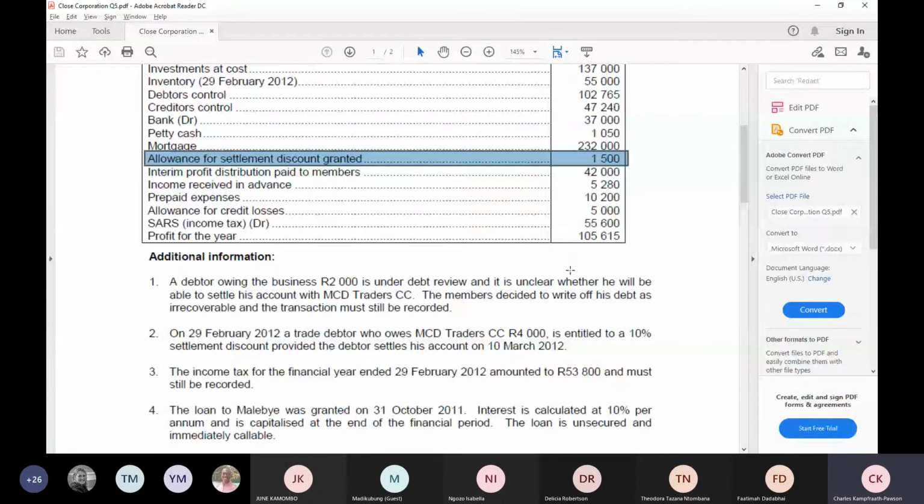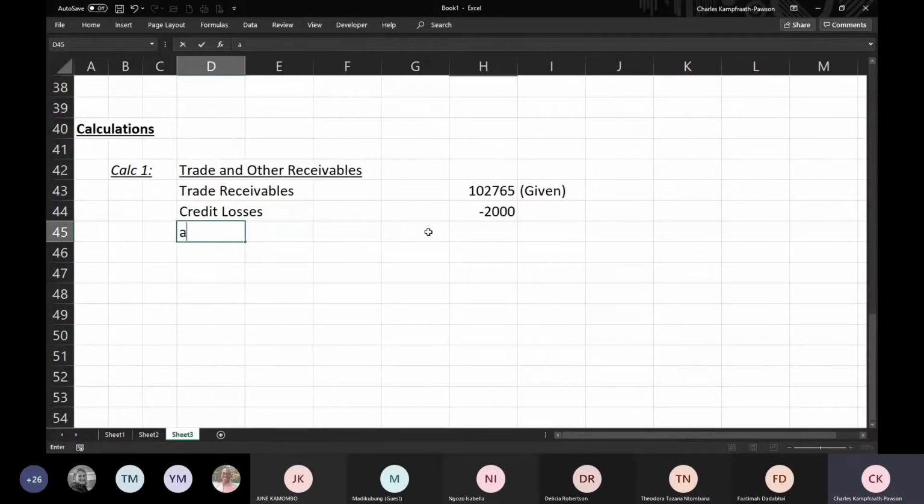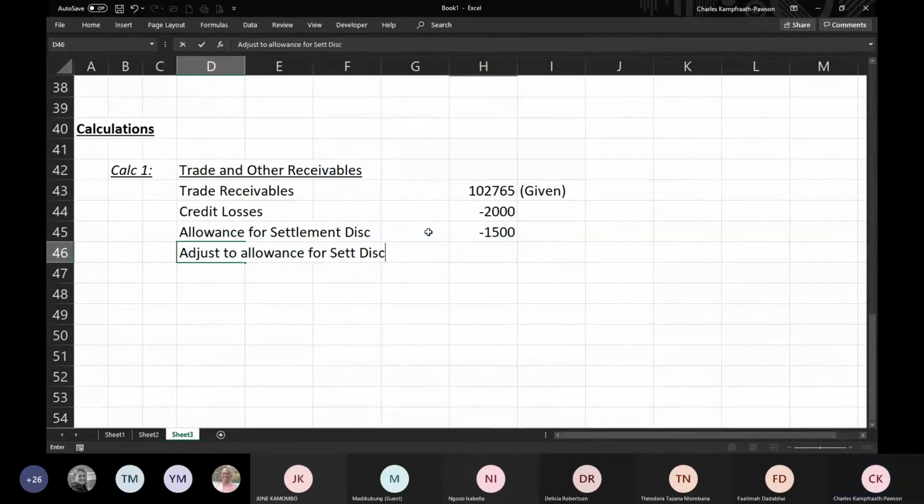You guys still with me? So let's take that first amount and we say allowance for settlement discount is currently minus 1,500. And let's say adjustment to allowance. So that debtor owes us 4,000 Rand. That 4,000 Rand equals 100%.